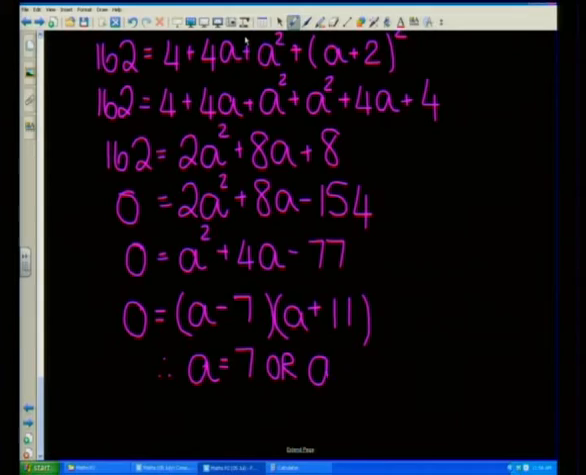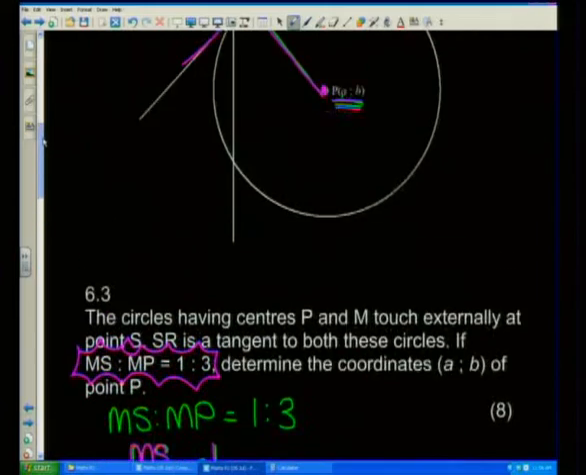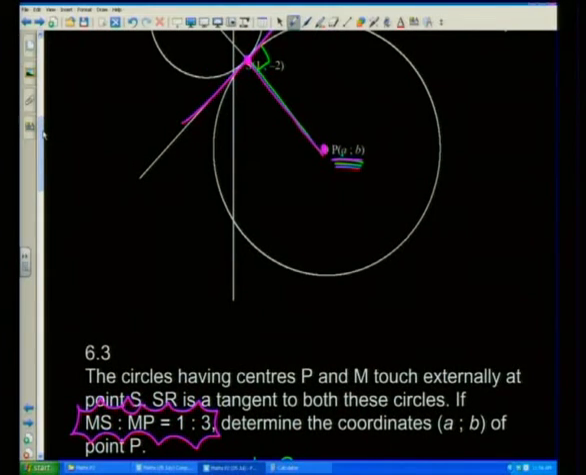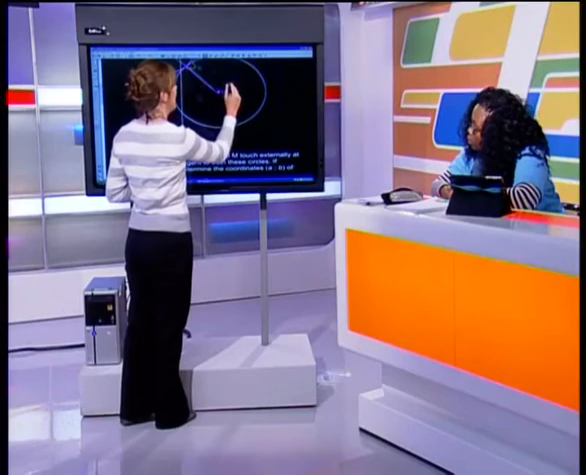Now, if we look at our diagram, we can see that our value for a is positive. It's definitely a positive x value. So therefore, my x value for a is 7.